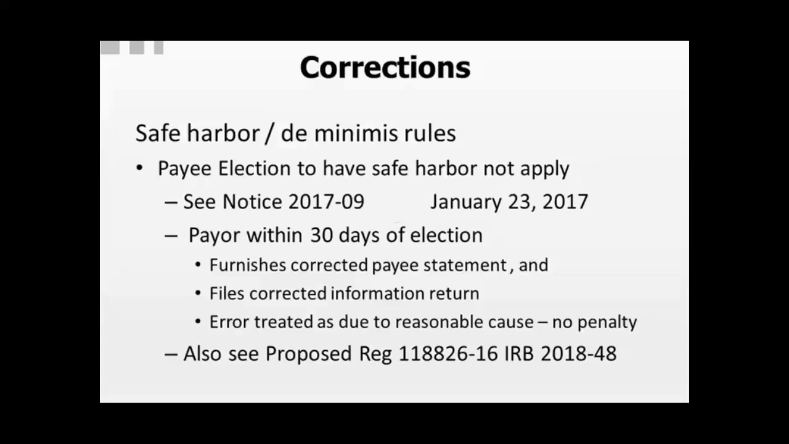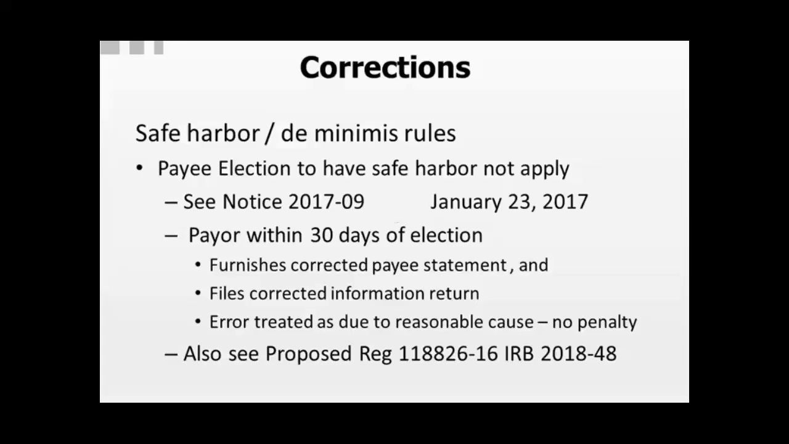Well, anyway, if you get notified that the payee wants you to correct the information return, you have to furnish a corrected payee statement and file a corrected information return within 30 days of that request. The error is treated as due to reasonable cause, because the safe harbor doesn't apply if they ask for a corrected return, but it's treated as due to reasonable cause, and there's no penalty.